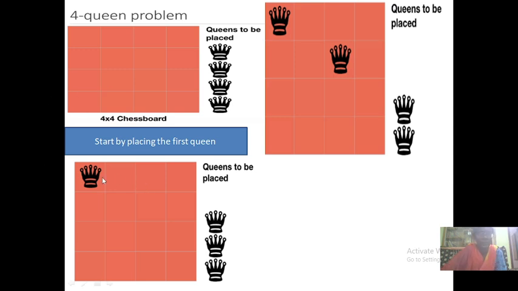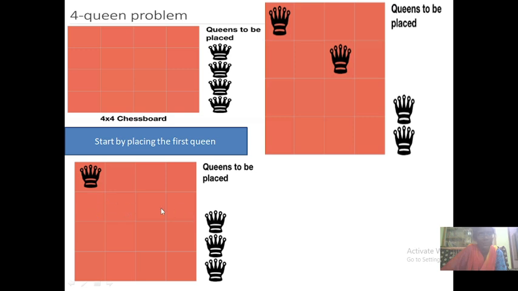First we can start with placing the first queen in the first row. After placing it, our task is to keep the second queen in the second row. While placing it, for each and every cell, we have to check whether the condition is matching or not. If it matches, we should not keep the queen there.